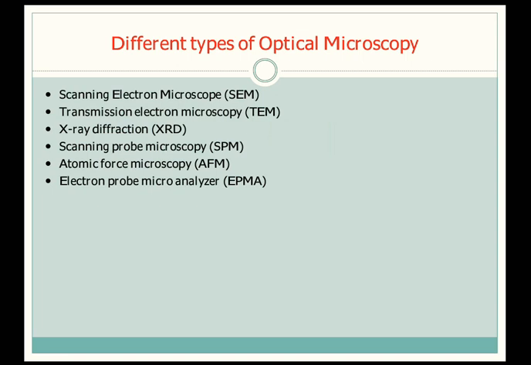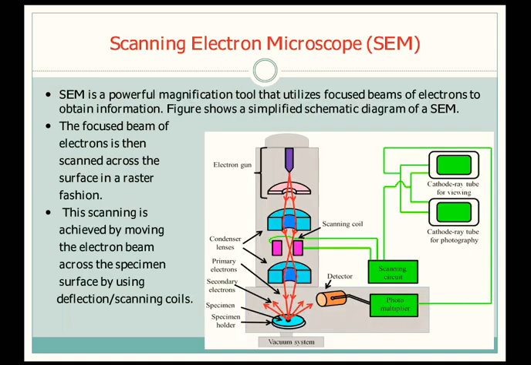So the different types of advanced microscopes are scanning electron microscope, transmission electron microscope, X-ray diffraction, scanning probe microscope, atomic force microscope, and the last one is electron probe microanalyzer. So these are the different types of advanced microscopes which are used in this generation. Now we shall see the first one, scanning electron microscope. It is a powerful magnification tool that utilizes focused beams of electrons to obtain information.